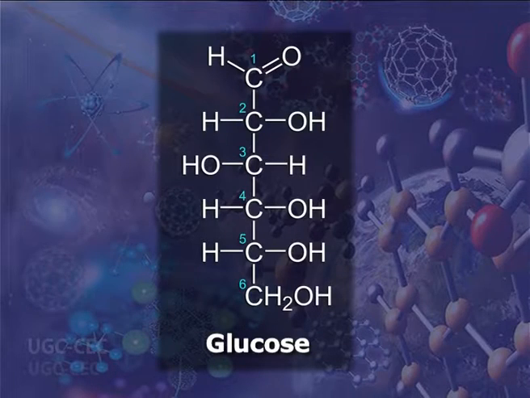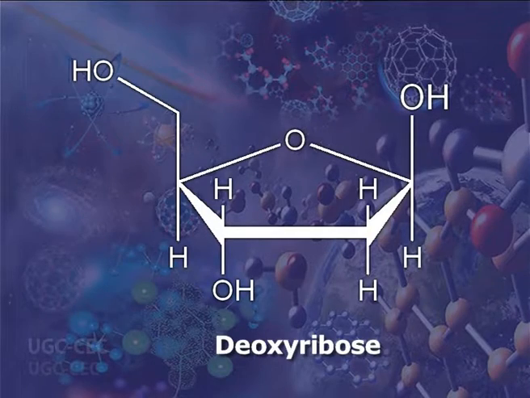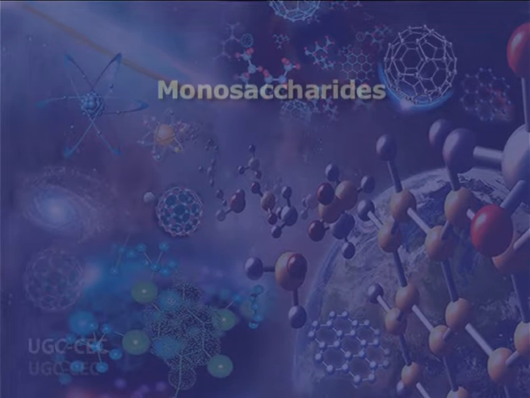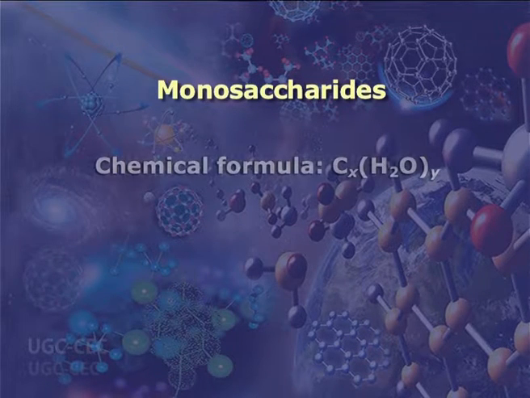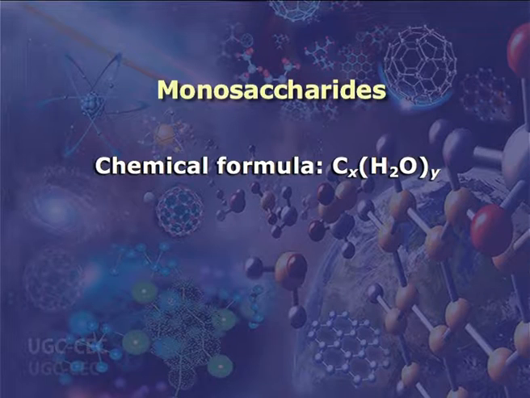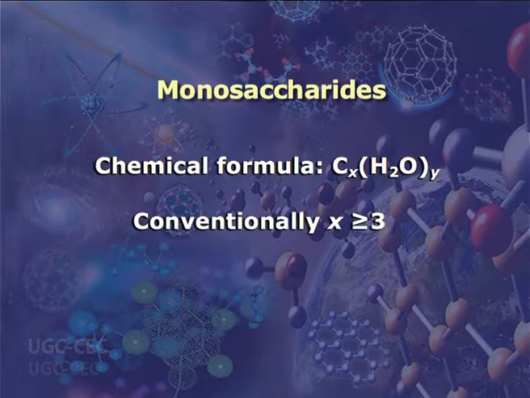Fructose is found in fruits, whereas glucose generally results from the digestion of other carbohydrates. Glucose is used for energy by the cells of most organisms. Monosaccharides are the building blocks of disaccharides and polysaccharides. With few exceptions, for example deoxyribose, monosaccharides have the chemical formula CxH2Oy, where conventionally x is greater than or equal to 3.